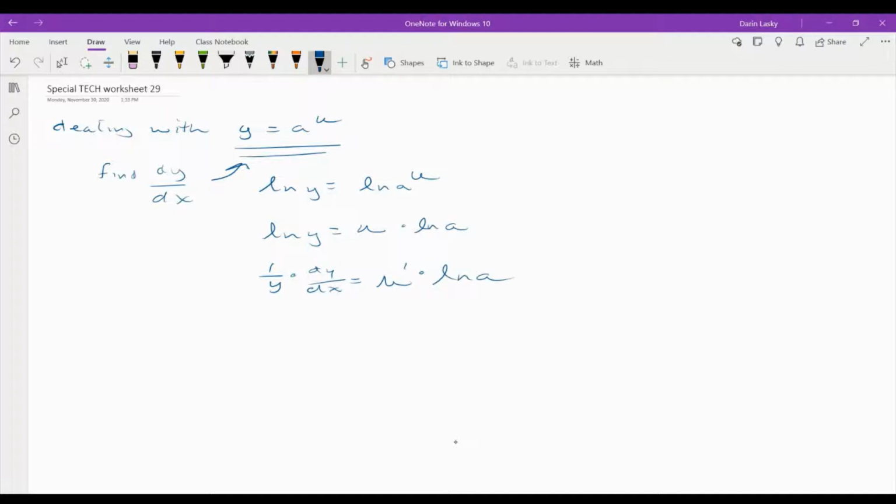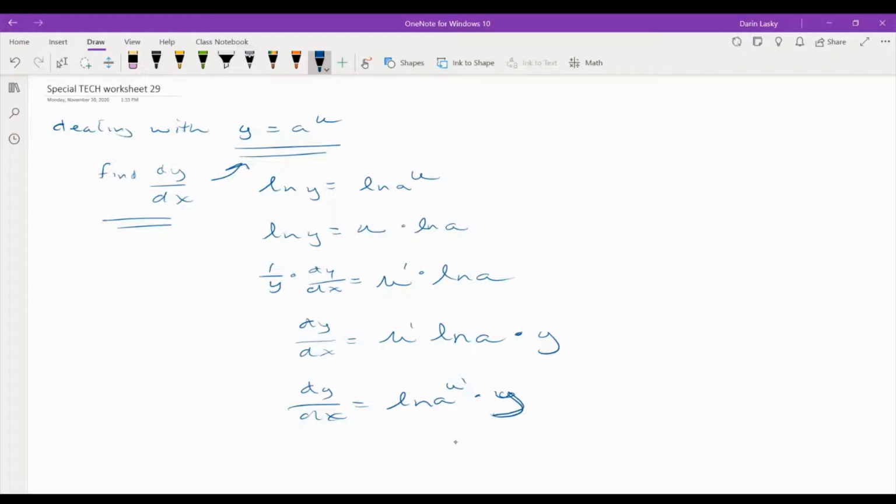Now, when I get to this piece, I need dy dx, because remember, I'm finding dy dx. So I'm going to multiply both sides by y. So I get dy dx, which is equal to u prime times the natural log of a times y. So this pretty much looks like a formula, and you can manipulate it a little bit more and put it back up here: the natural log of a, times u prime, times y. Okay? All right.